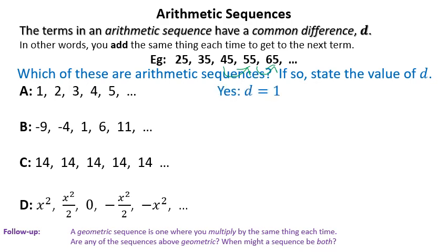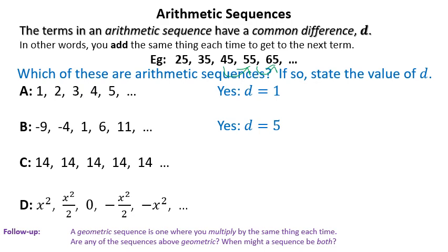we have a yes. 1, 2, 3, 4, 5 is probably the most basic of arithmetic sequences you could come up with, and it's clear that there is a common difference of 1. We add 1 to get from each term to the next. For B, it starts at -9, goes up to -4, and then to 1, to 6, to 11. This one works just as well. We're adding 5 every time.